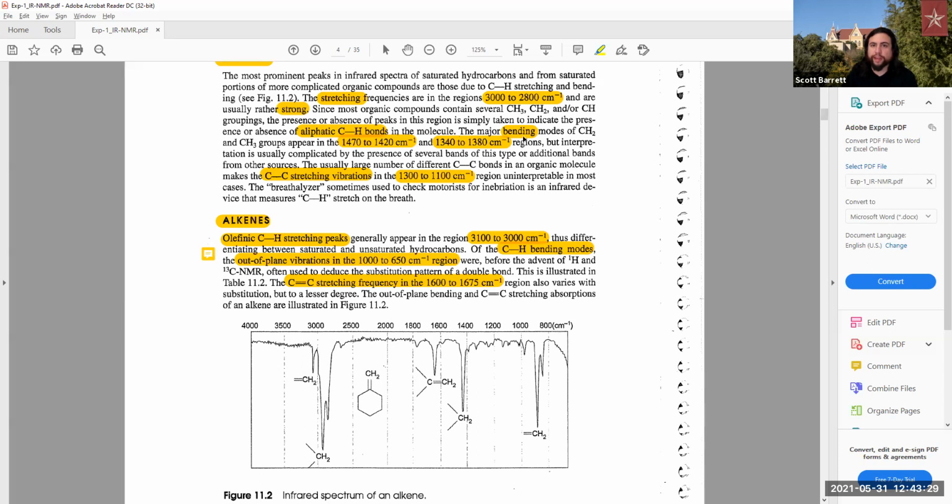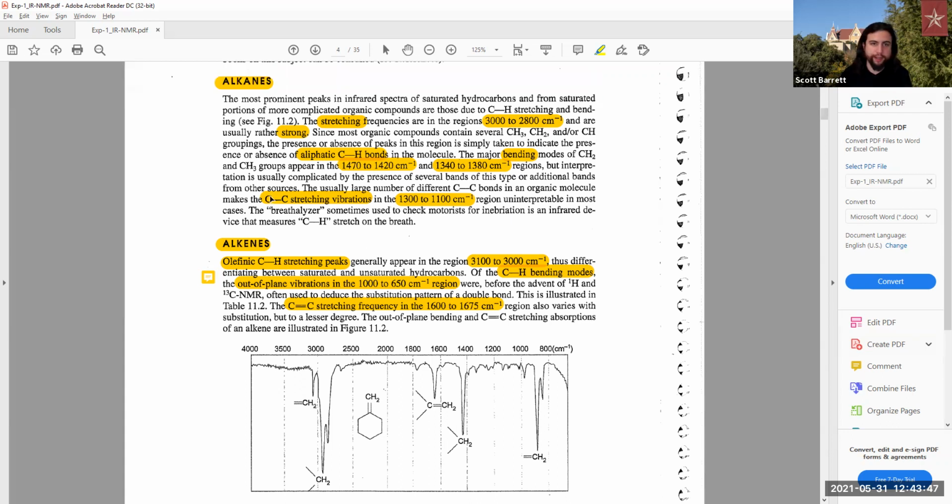And so the bending mode of an alkane would be more near the 1470 to 1420 and 1340 to 1380 regions. And so you can also look in those little regions on your spectra to know, do you have alkanes from your compound? And then finally, you can additionally find the carbon-carbon stretching vibrations in the 1300 to 1100 region. And once again, once you go lower, it's a little harder for you to know if those are a good thing to analyze, because that can overlap with other things once you get closer to the fingerprint region.